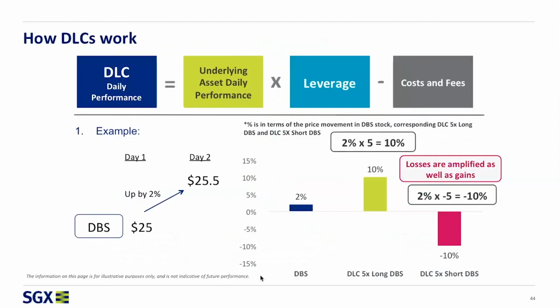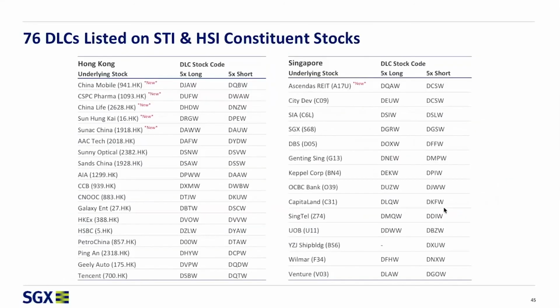But do bear in mind that you can lose everything when you trade DLC. Now how does DLC work? If you are buying DBS at 25, then if it goes up by 50 cents, that's an increase of 2%. However, if you're trading a leverage product such as DLC 5 times long, instead of making 2%, you can make 10%. Likewise, your loss will also be amplified. Your loss could be minus 10% as well. So these are some of the names for the Singapore and the Hang Seng stocks. As I mentioned here, some of the tech stocks are doing very well, such as Meituan, Xiaomi, and Tencent.